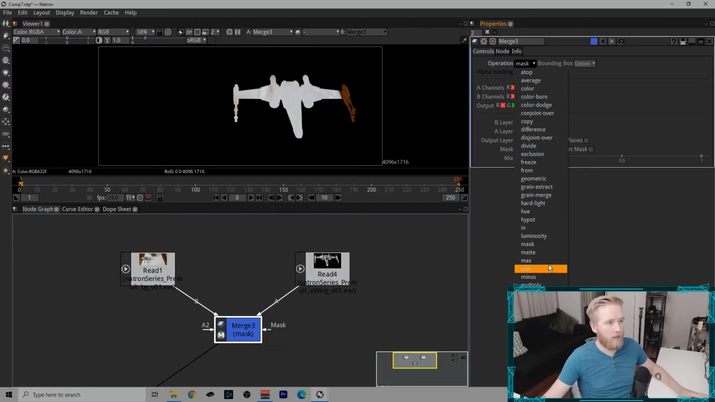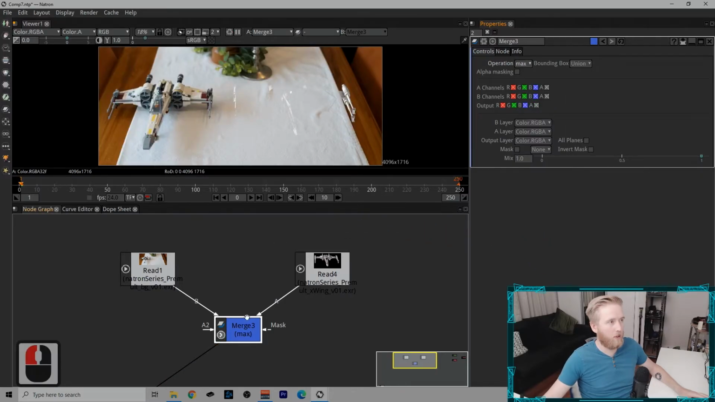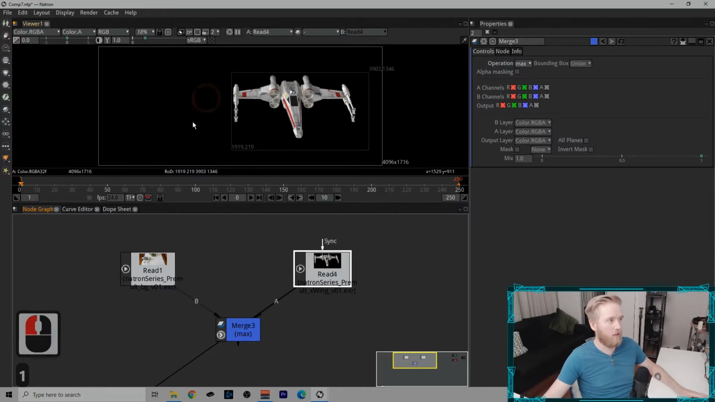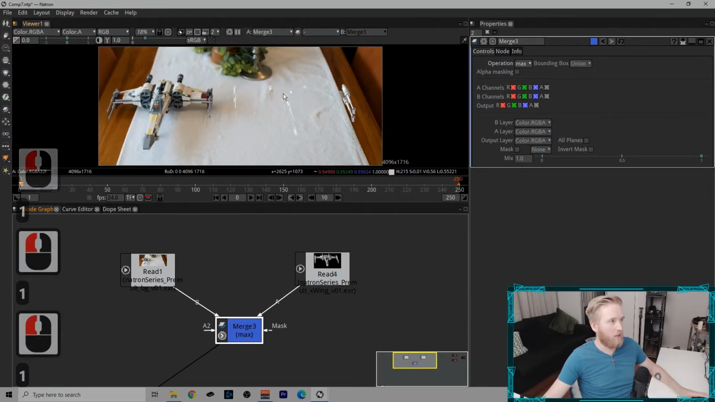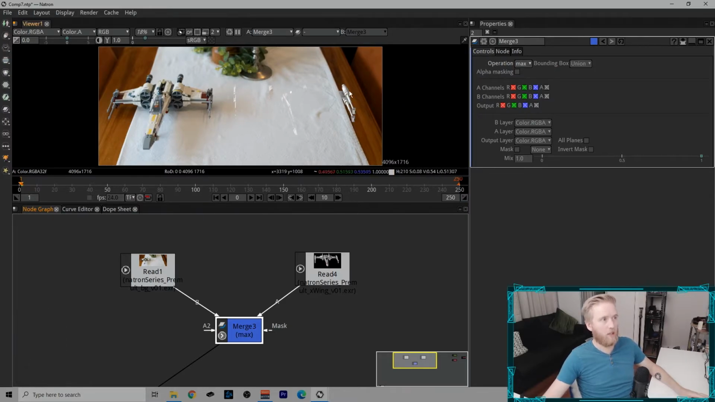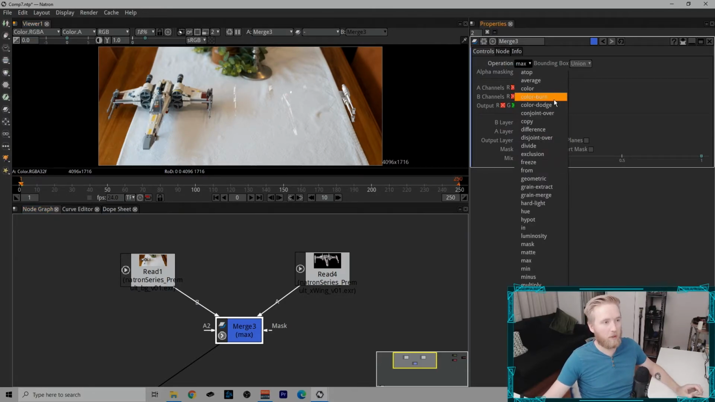I think max is a good one to know as well. It just takes the highest value between the inputs and reveals them. So in this case, there's no values out here, so it's just these. And a couple of the highlights on the X-Wing are brighter than the plate behind, so it's going to keep those. But some of the values on the X-Wing are darker than the plate behind, so it's going to remove those. And I think those are probably the most common merge operations that I use.